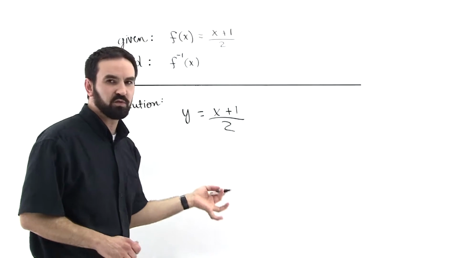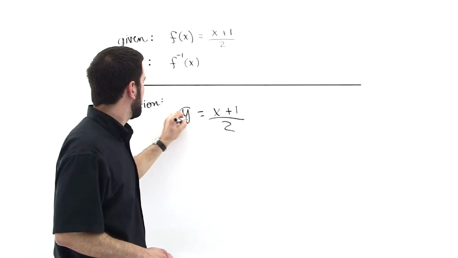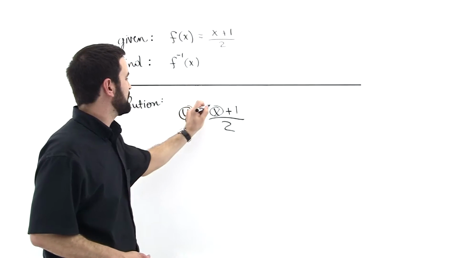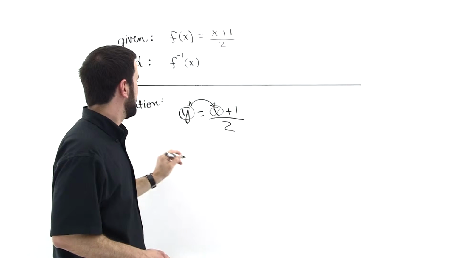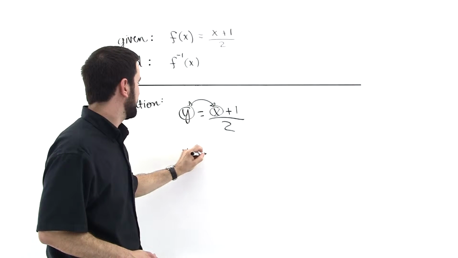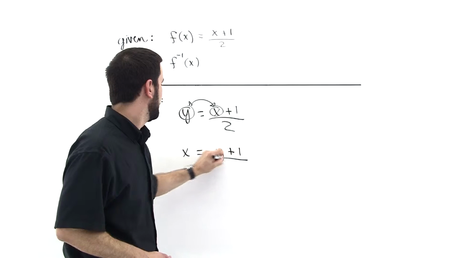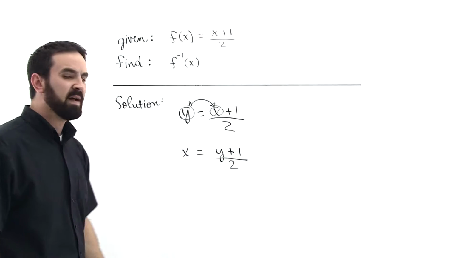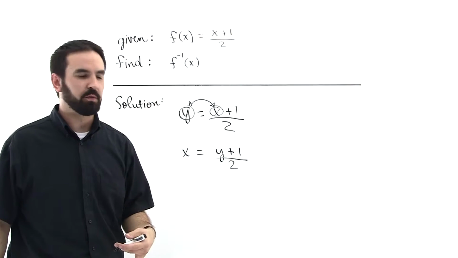Now that you have it in this form, what I'd like to do is take these two and just switch them, so that it becomes x is equal to (y plus 1) divided by 2, like this. And then the next step is to solve for y.